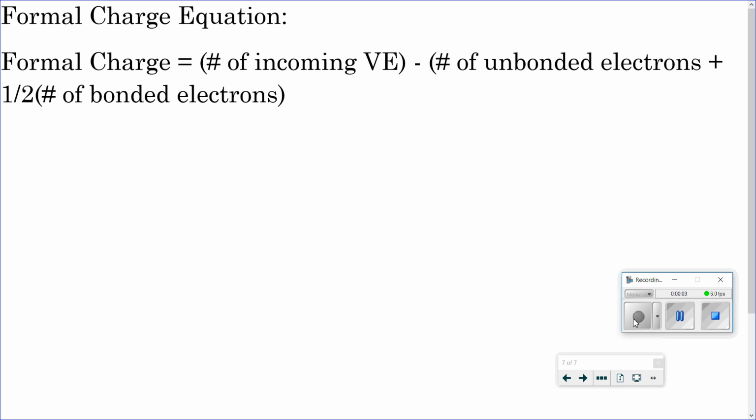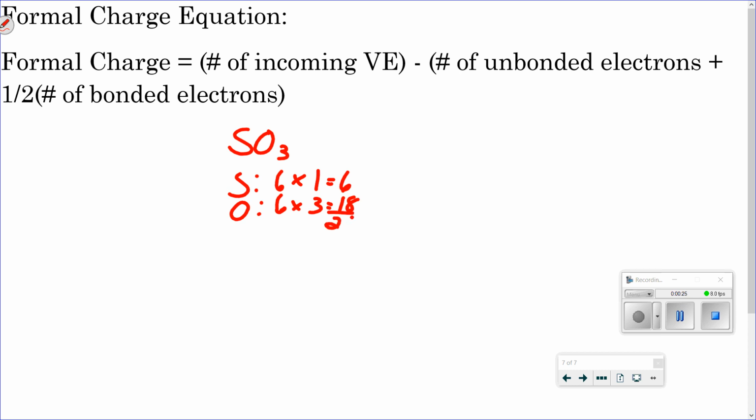All right, so here's an example of how to calculate formal charge. And I thought I would do this with sulfur trioxide, SO3. So let's do the Lewis structure first. I've got sulfur coming in with 6 valence electrons. Oxygen coming in with 6 as well, and there's 3 of them for a total of 24.